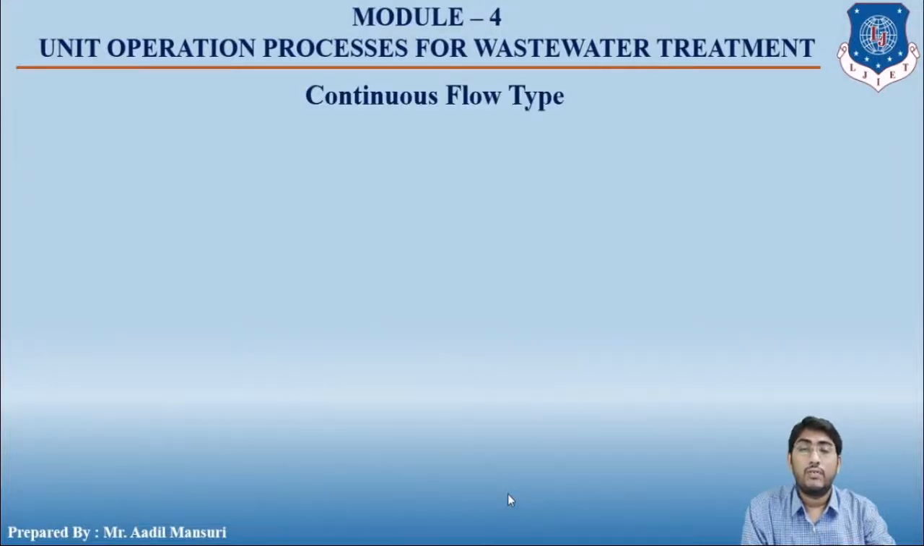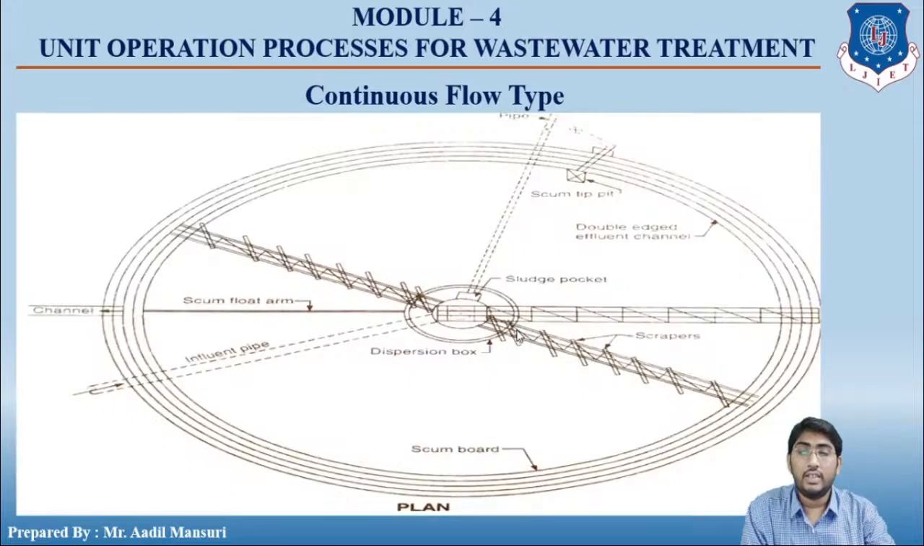So first one is the continuous flow type tank. In this tank the wastewater is continuously supplied at one point called inlet, and the same after treatment leaves continuously from the other point, which is known as the outlet. So the wastewater entering the tank is called influent and leaving the tank is known as the effluent. Let us have a look at the plan of the circular tank.